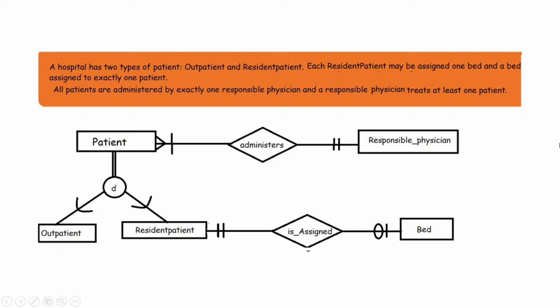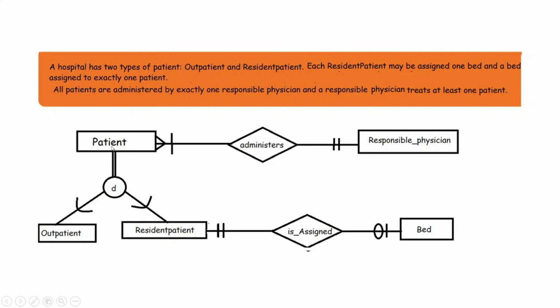So now we have another scenario. A hospital has 2 types of patient, outpatient and resident patient. When we have 2 types here, this means supertype and subtype relationships. So for patient, the entity, we have 2 types, outpatient and resident patient. This indicates subtypes of patient. We need to have this circle so that the subtype and supertype can join to each other.